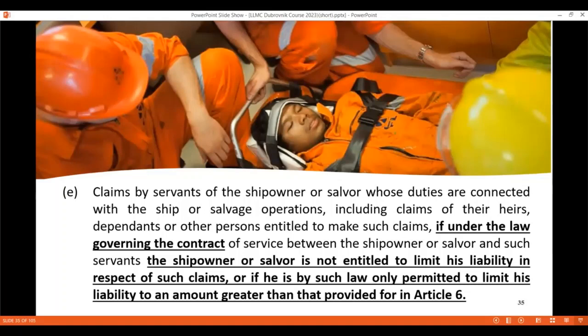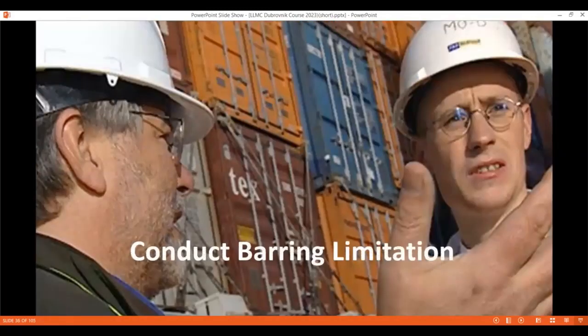Imagine your employment law says that an employer cannot limit liability for any loss of life or personal injury of his employee. If the law or the contract prevent it, they will not be subject to limitation of liability.